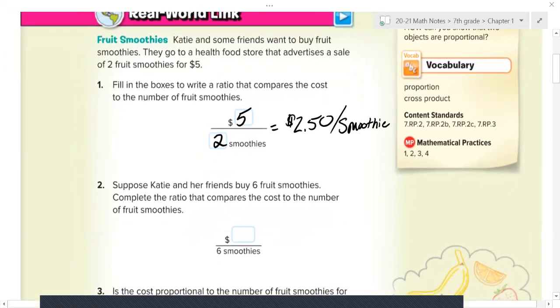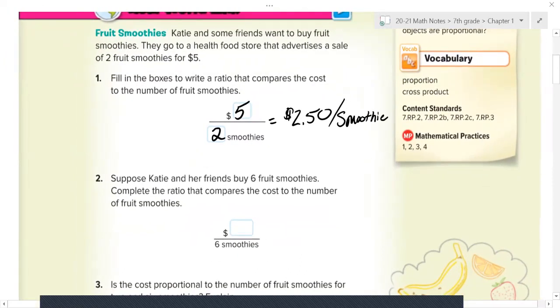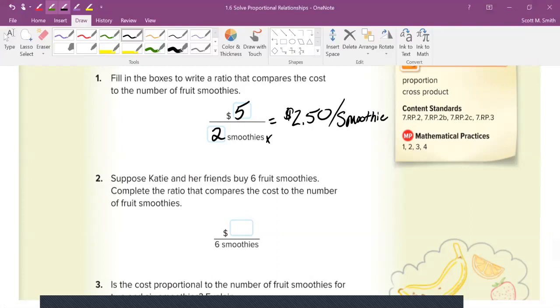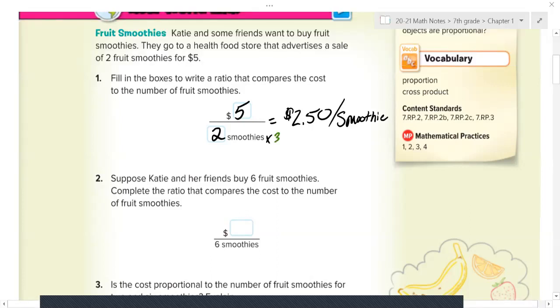So in order to do that, we'd have to find out how much it costs for 6 smoothies. So we could also look at it like this. For 2 smoothies, it was $5. So if we wanted to find out how much it costs for 6 smoothies, we would multiply the 2 smoothies times 3 to get 6 smoothies. Let's change the color. Times 3, which means that we'd also have to multiply the numerator by 3. So we would have $15 for 6 smoothies.